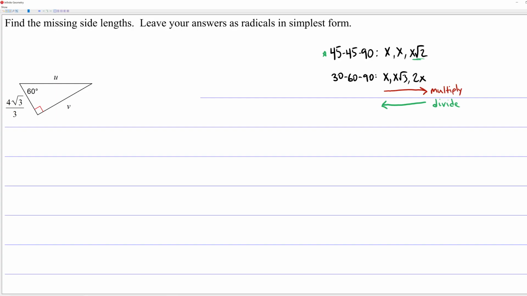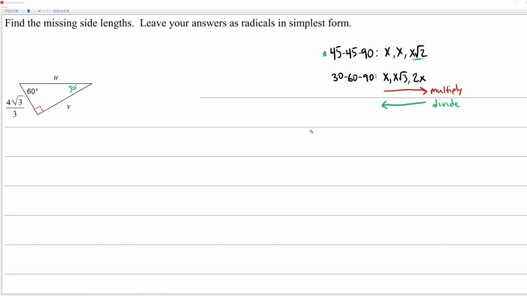So in a 30, 60, 90 right triangle, we have the small side, x. To get from the small side to the middle side, you multiply by the square root of 3. To get from the small side to the hypotenuse, the largest side, you multiply by 2. So in this question, notice, we're given the smallest side. This is across from the 30-degree angle.